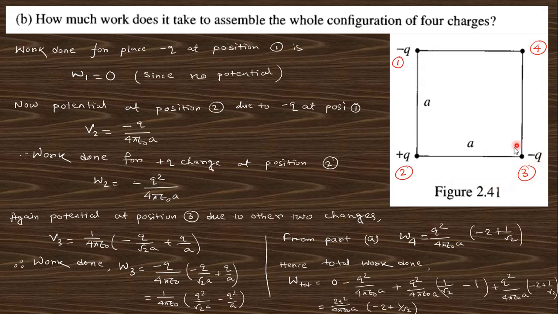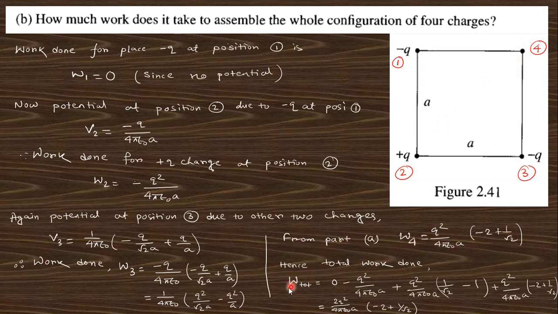Now if you want to place the third charge at that point, you need the potential at that point due to these two charges. Due to these two charges, the potential will be q by a, and for this one, minus q by root 2 a. This is the potential, and you place the charge minus q, so you multiply the minus q charge with this potential, and you get the work done for placing this charge at that point. For the fourth point, the work done we already found in the previous question.